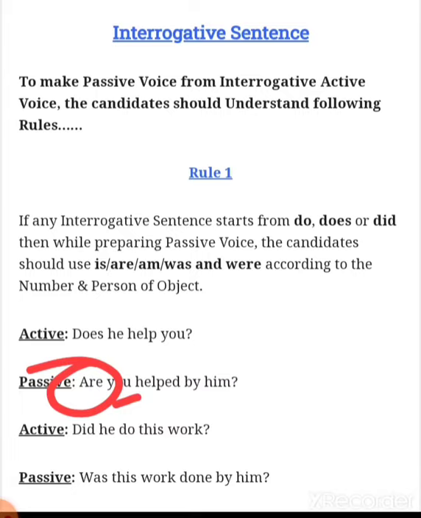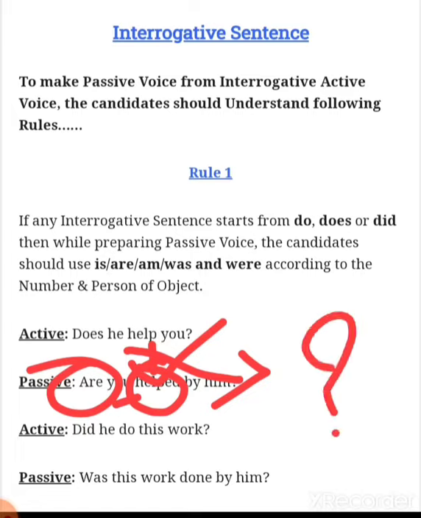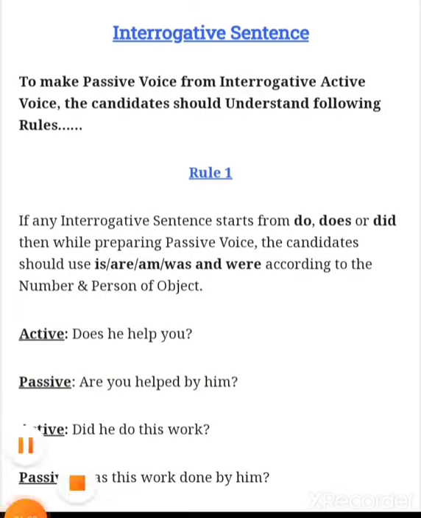Then the third form of the main verb, the PP form, past participle form of the main verb, help, will be helped. After that, by, then he will become him. Then the question mark. Do not forget to give the question mark. I am repeating myself because most of the students make this mistake. They do not give the question mark at the end. So remember this.